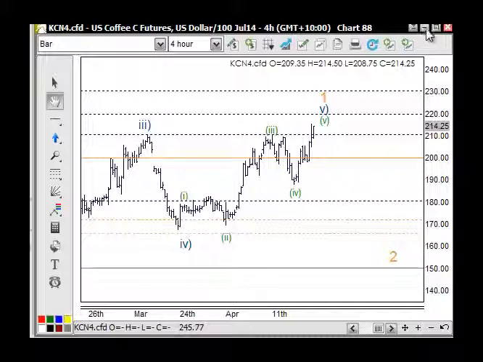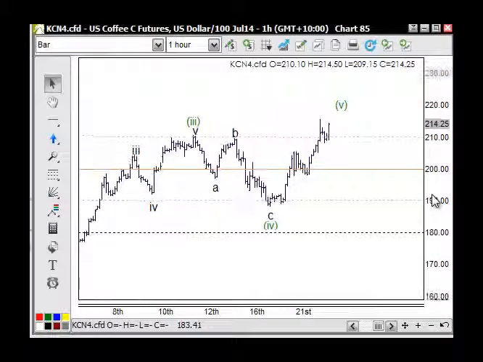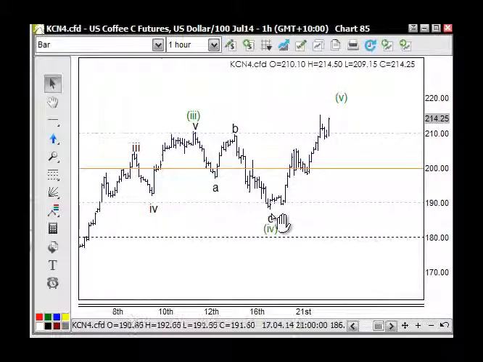This is what we're looking at here. So in this case so far, we've got up for 1, back for 2, up for 3, back for 4, and we're looking up for 5 here. So this would be 1, 2 in here, 3 and 4 and 5. So we're looking for a move into the 220, 218, 220 area through here.